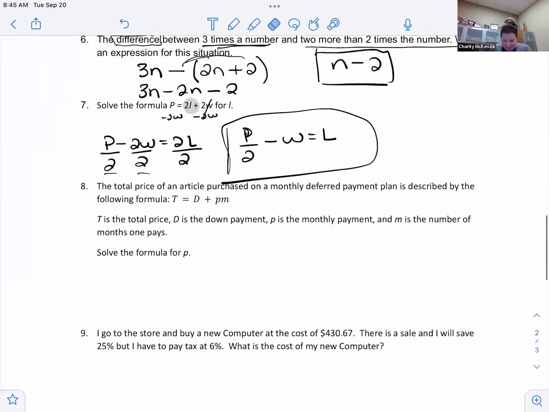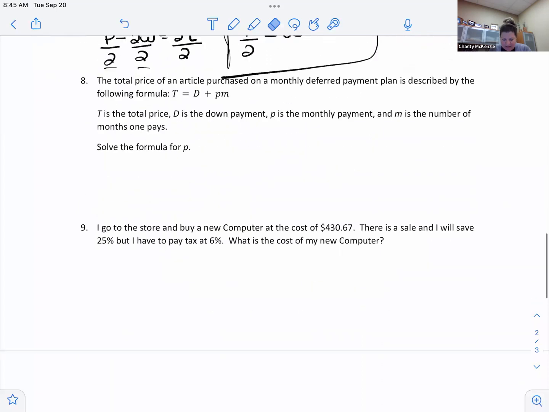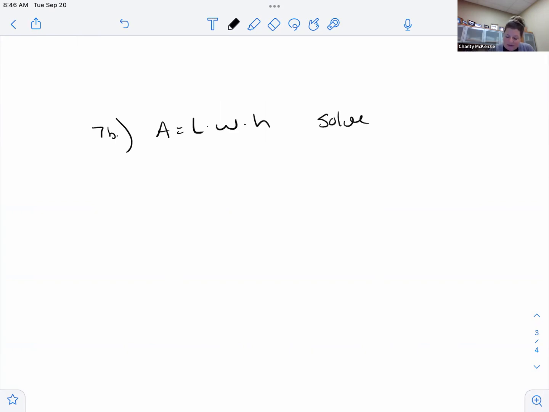I think I have a couple more, right? Gosh, I don't have. Let's scroll down and do a 7B. I guess that would be just sneak it on somewhere on your paper. I'm going to call this problem 7B. What if you have something like the area equals length times width times height? You don't have to have the dots, and you want to solve for L. We'll just keep with solve for L because we like L today.